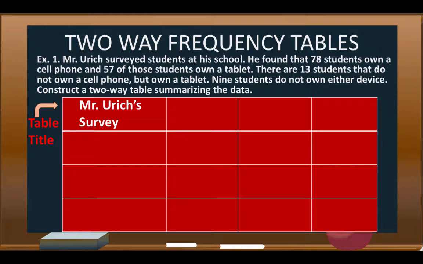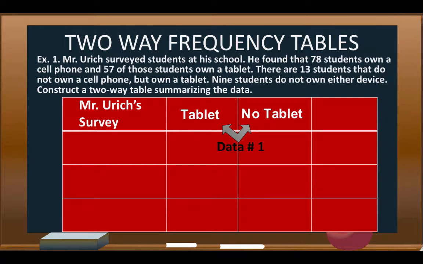So there's 2 different sets of data here. We're working with bivariate data. Those two things are tablets and cell phones. So data number 1 is going to go in those next two rectangles, and it's going to be tablet and no tablet.